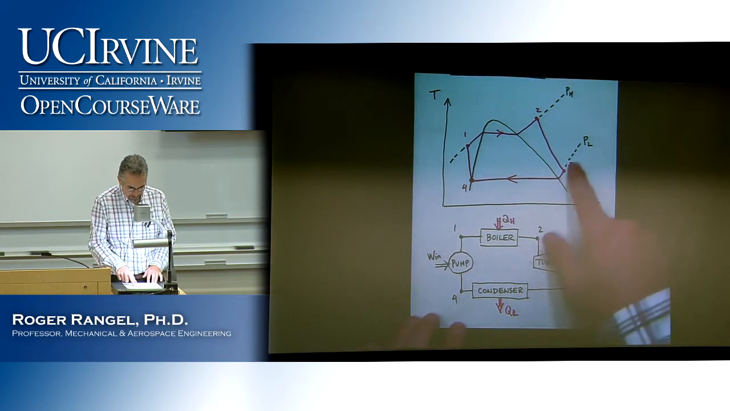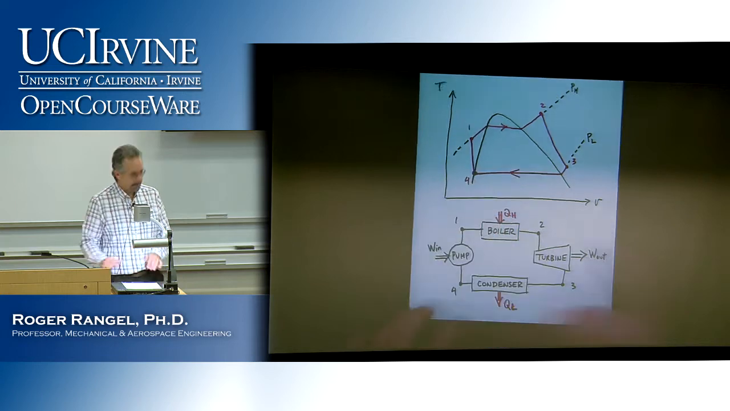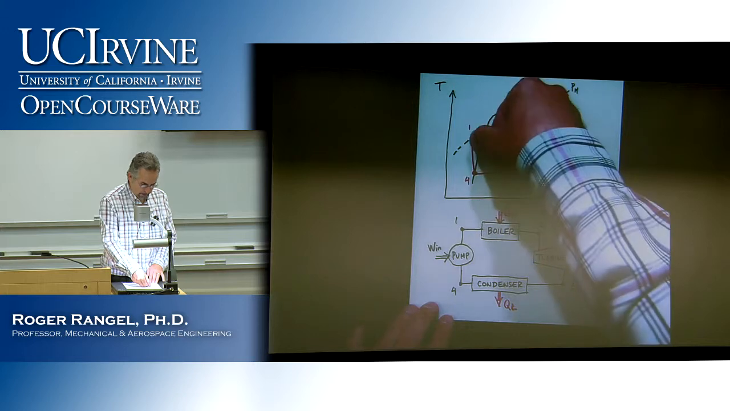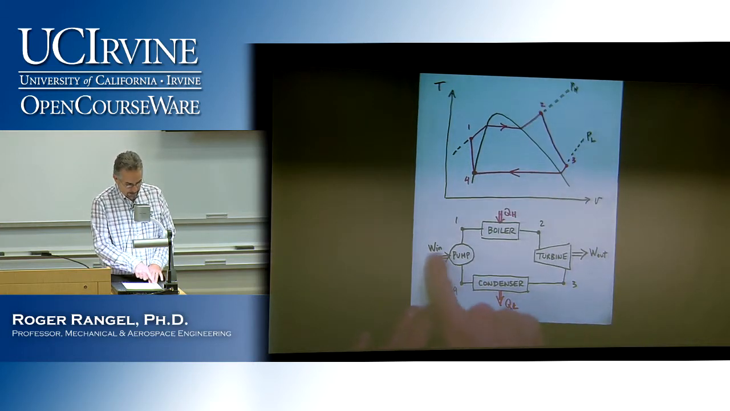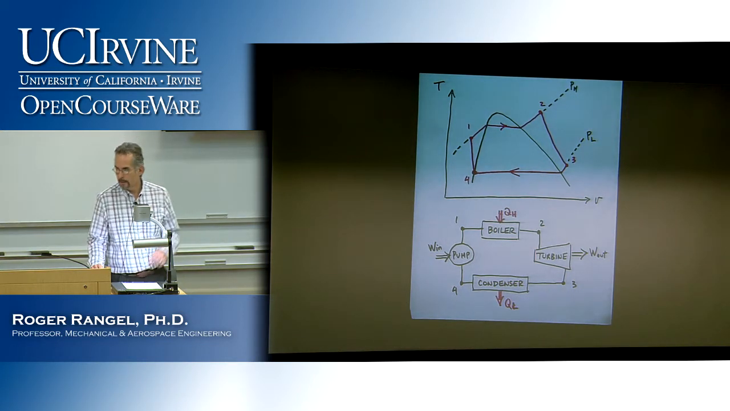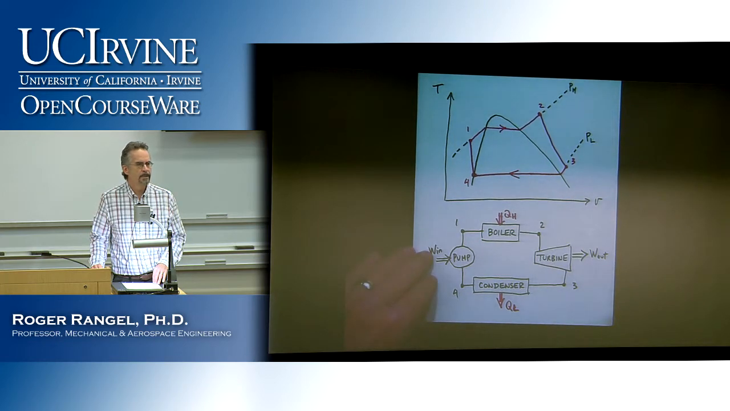And then it condenses, so it comes out, in this example, as a saturated liquid at the exit of the condenser. Then it has to be pumped up to the high pressure again, and that's what the pump does. So remember, the pump requires some work, but the amount of work required by the pump should be much less than the work that is delivered by the turbine, so that you actually have a net amount of work delivered to you. That's the Rankine cycle. Any questions for these two?